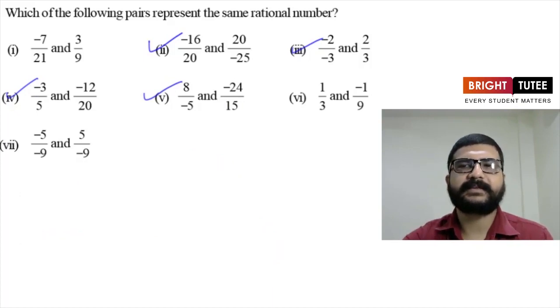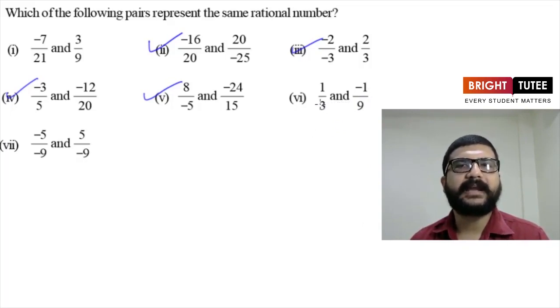Now the next pair is 1 upon 3 and minus 1 upon 9. 1 upon 3 is in standard form. And what about minus 1 upon 9? It is also in the standard form. And we can say they are not equal and they are not representing the same rational number.